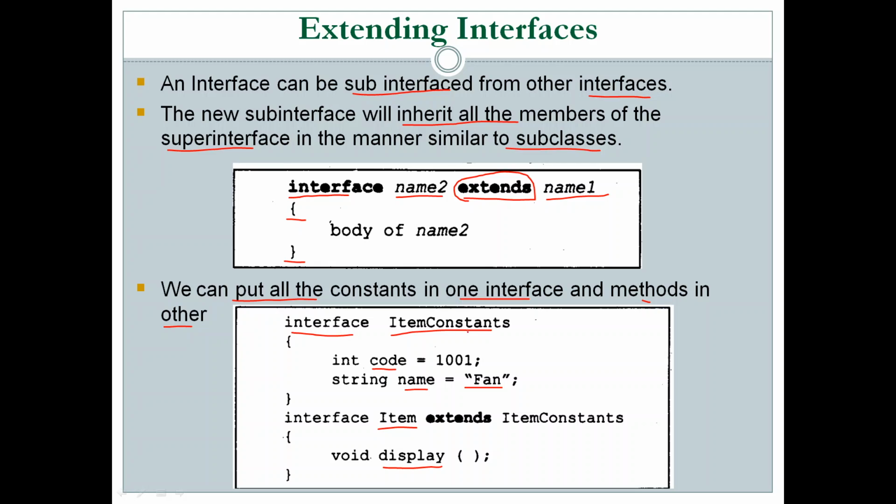So there is a separation. The final fields have been included in one interface, that is ItemConstants, and the abstract method has been included in another interface. But this Item interface is also extending the ItemConstants interface. It is extending the ItemConstants interface. That means the Item interface also contains the properties of the ItemConstants interface. Okay, so like a class can inherit from another class, even an interface can inherit from another interface.